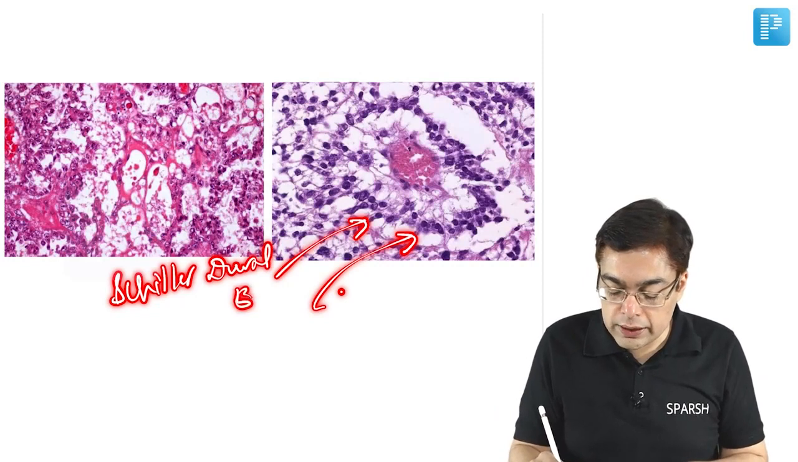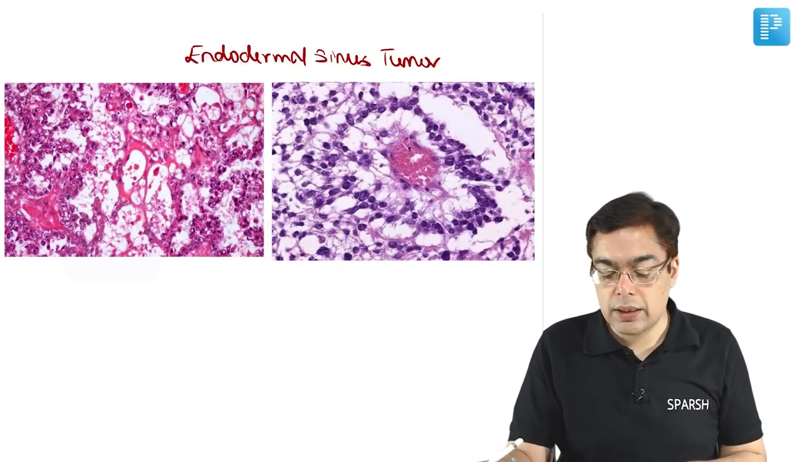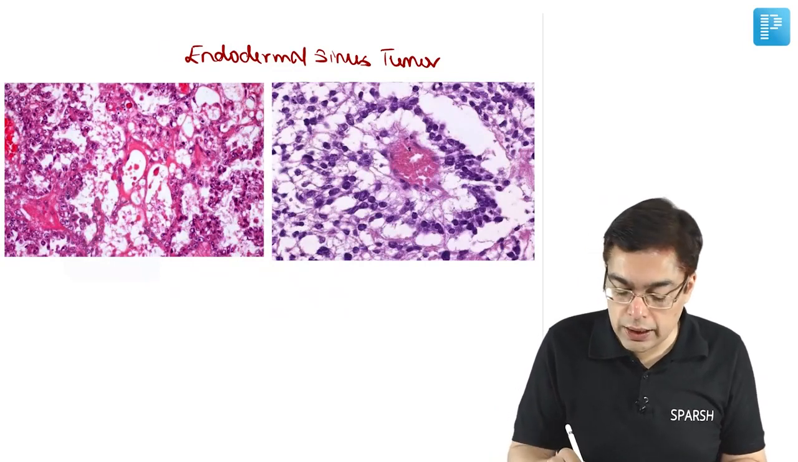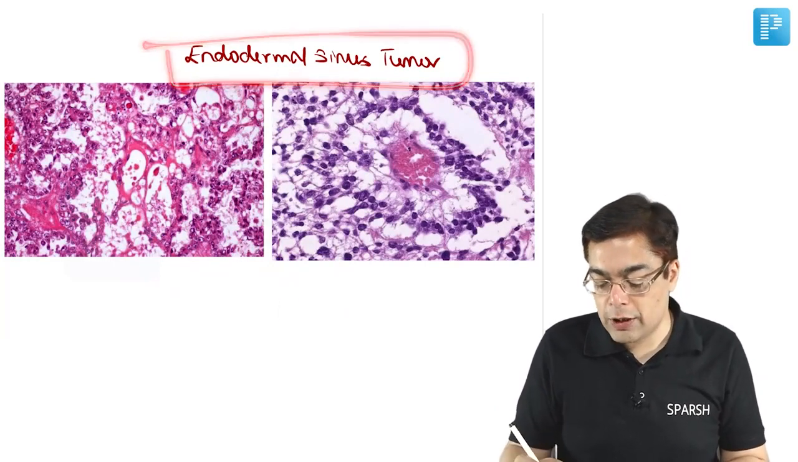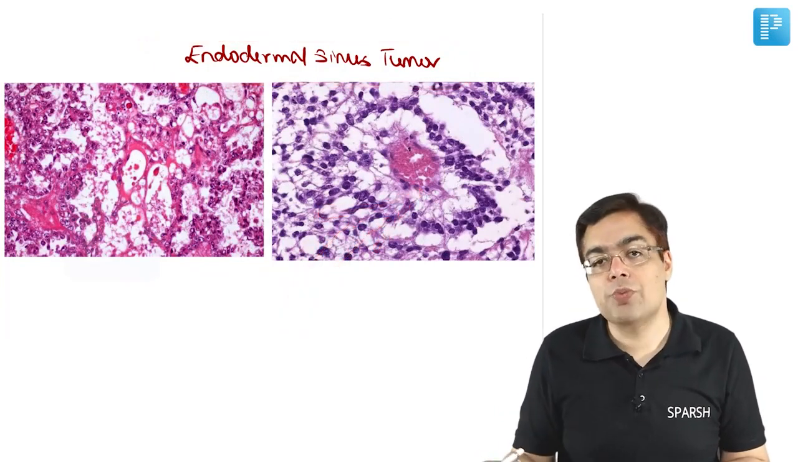It is easy for you to recall that this kind of structure is very much suggestive of which tumor? Yes, you get it right. That is suggestive of a yolk sac tumor, or an endodermal sinus tumor. So the very fact that you are able to appreciate a Schiller-Duval body and pick it up in the exam would make things very easy for you.